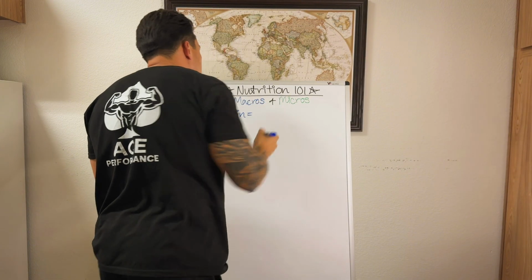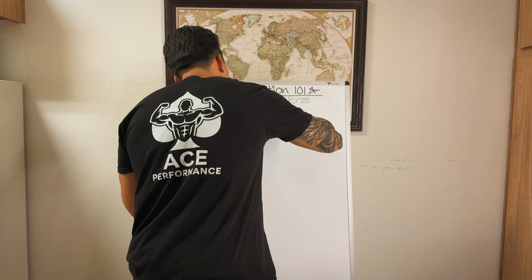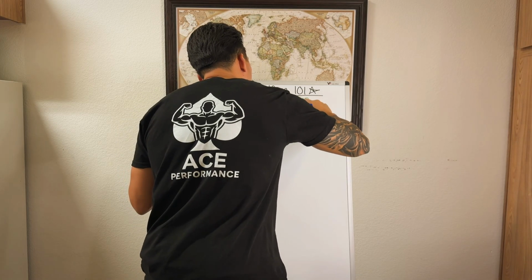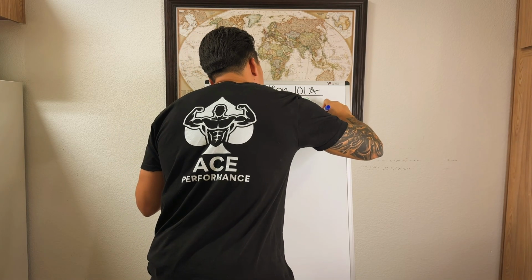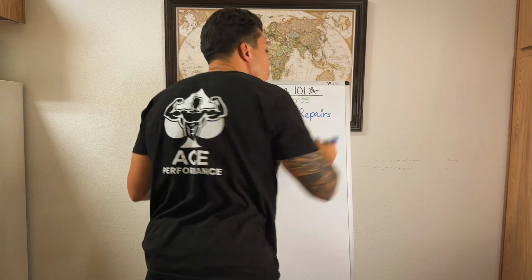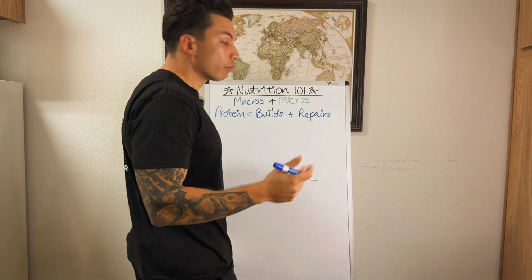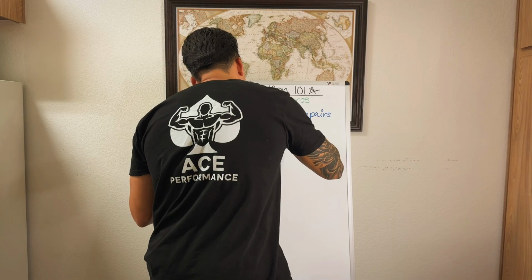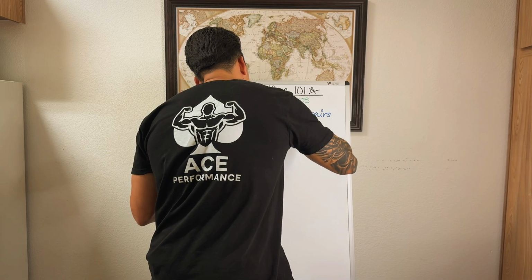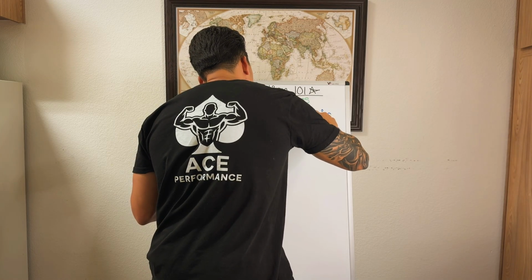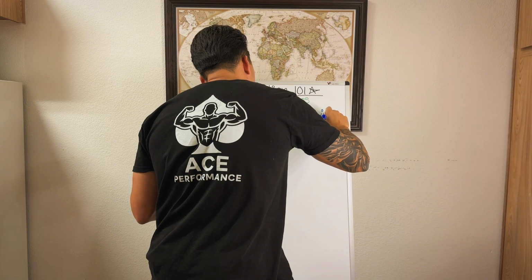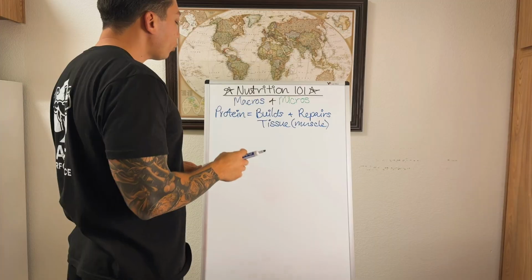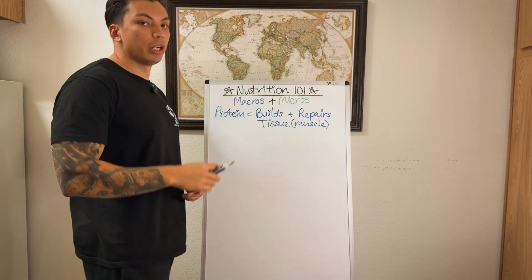I'm gonna write equals builds and repairs. Builds and repairs what? A lot of you are thinking muscle. You're not wrong, but I'm gonna write down tissue. And then I'll put muscle in parentheses because it builds and repairs tissue, especially muscle. That's the important part. Now, protein is made of something called amino acids.